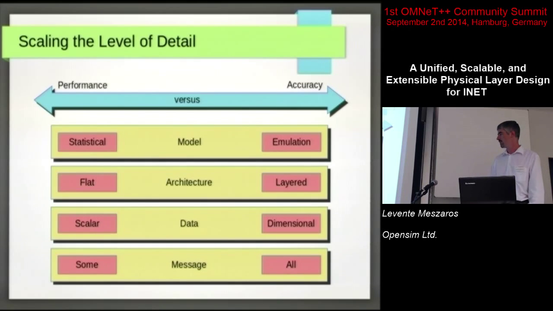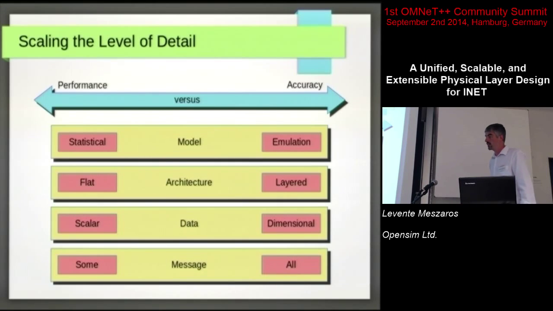As for the data axis, on the one hand, there are scalar data. For example, you could say the transmission power is a scalar number. You have a carrier frequency and a bandwidth, but on the other end of the spectrum, there's dimensional data that is used by mixing. It's a quite complicated data representation, multidimensional in terms of space, in terms of time, frequency, and even space, for example.